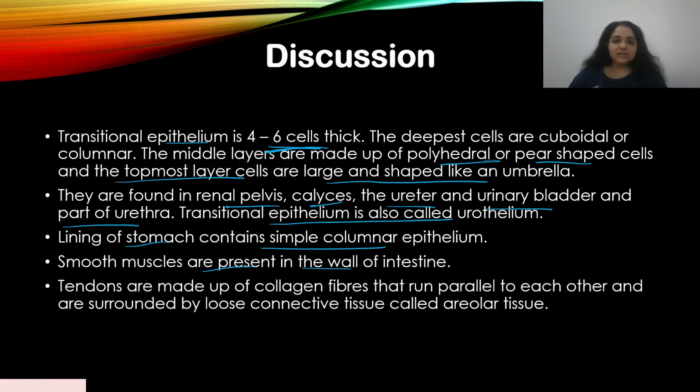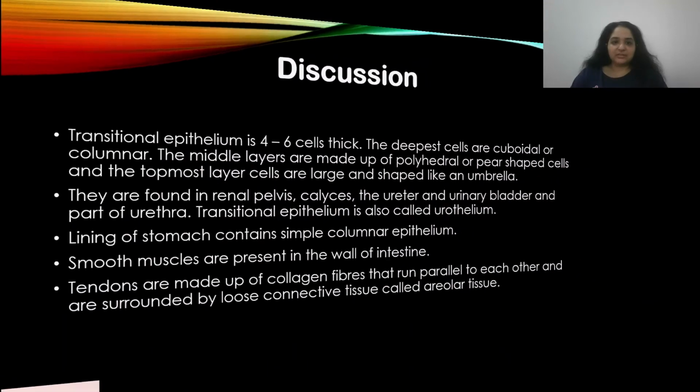Yes, we know that. Tendons are made up of collagen fibers that run parallel to each other and are surrounded by loose connective tissue called areolar tissue. So tendons as such are made up of collagen fibers. Okay, they're dense regular connective tissues, and they're surrounded by the areolar tissue, the loose connective tissue. Okay, so this is the answer over here.